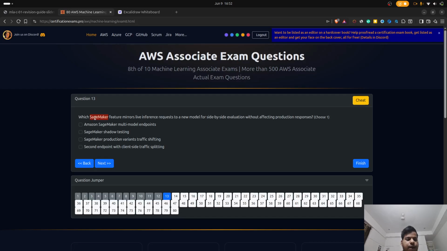Okay. Which SageMaker feature mirrors live inference requests to a new model for side-by-side evaluation without affecting production responses? Okay, I have to study this one.